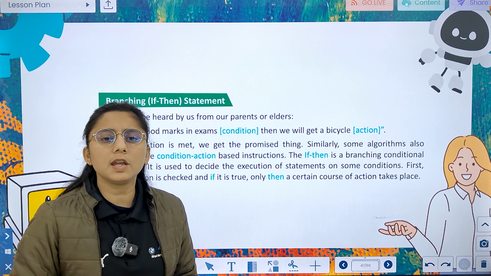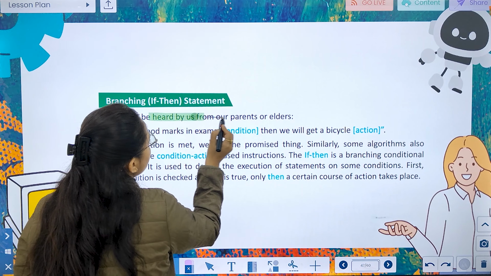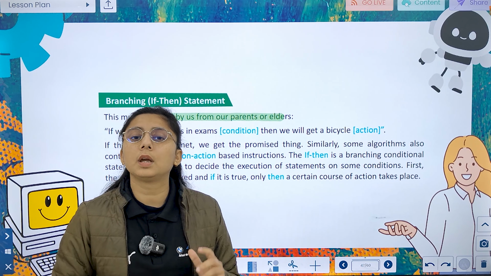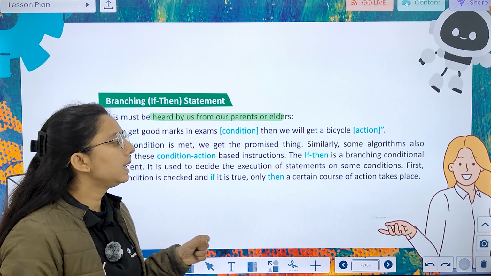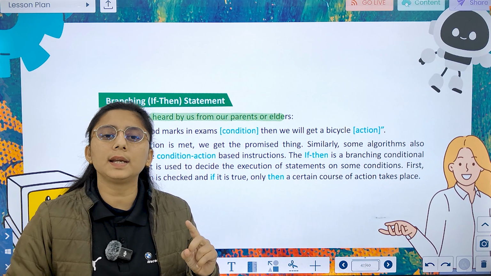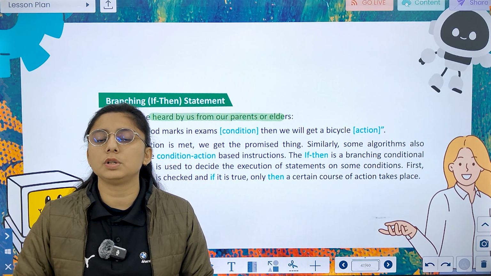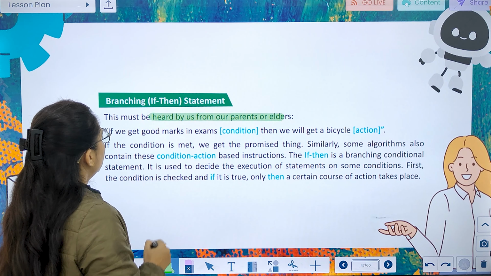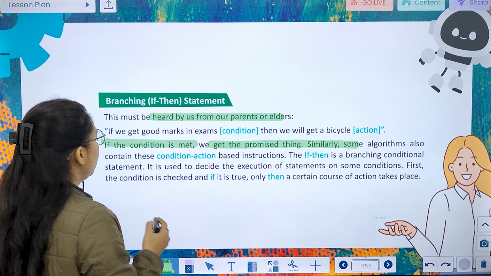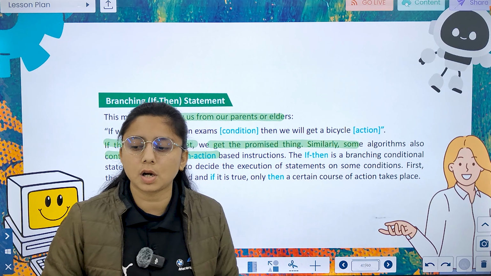Next is branching, the if-then statement. We must have heard this from parents or elders: if we get good marks in exams, that is the condition, then we will get a bicycle, which is the action. So, if the condition is met, we get the promised thing. Similarly, some algorithms also contain conditions and actions based on instructions.